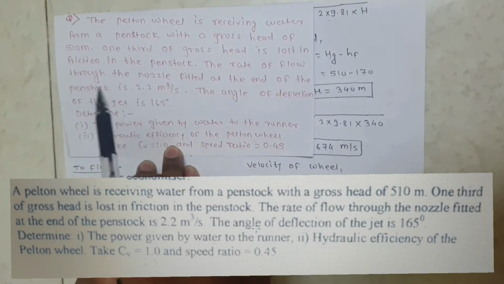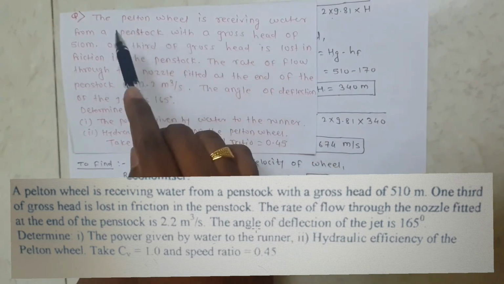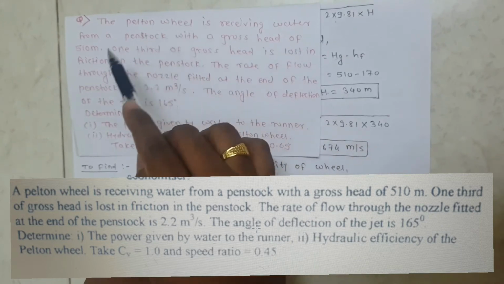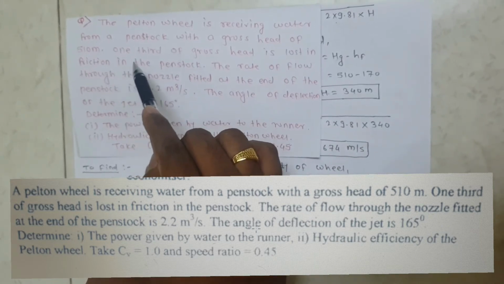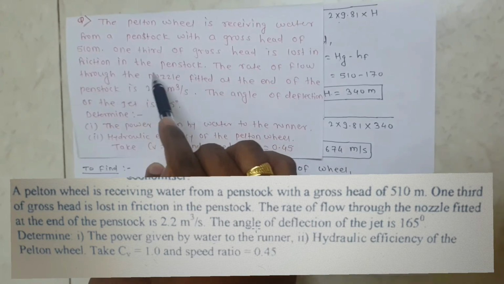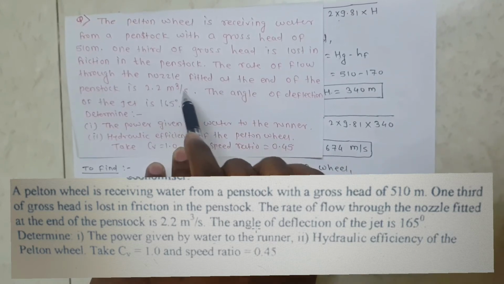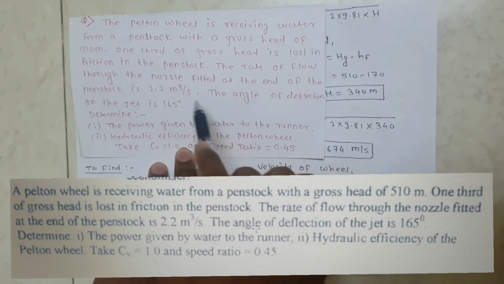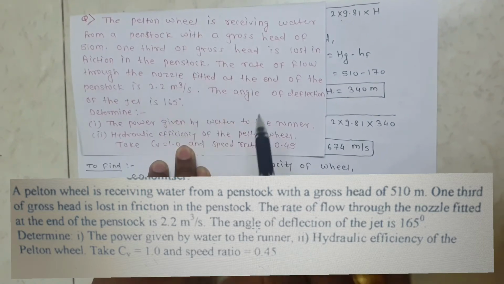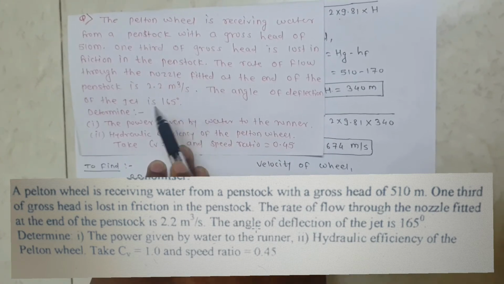Let us see the problem. The Pelton wheel is receiving water from a penstock with a gross head of 510 meters. One third of the gross head is lost in friction in the penstock. The rate of flow through the nozzle fitted at the end of the penstock is 2.2 meter cube per second. The angle of deflection of the jet is 165 degrees.